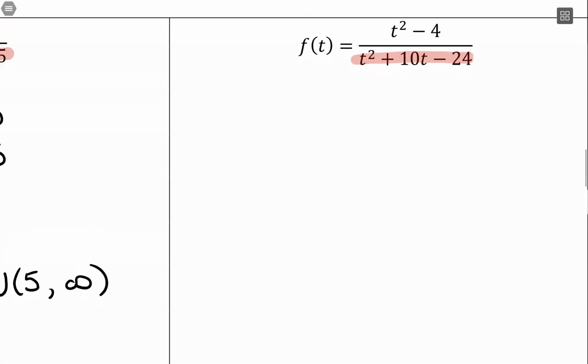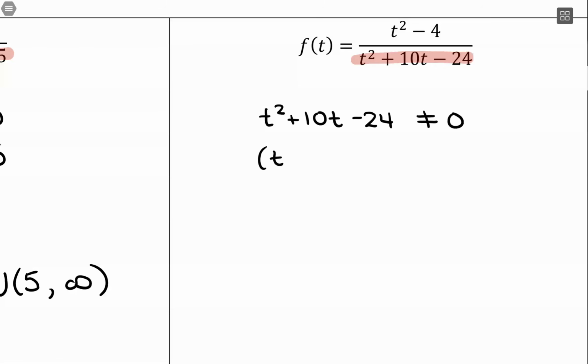For our next function, we're focusing on just the denominator. The numerator has restrictions for the range, but we're just focusing on the domain here. Range gets really tricky, and really we just need the graph for range, but for domain we can find it algebraically. So take the denominator, t squared plus 10t minus 24, and we're saying that cannot equal 0.